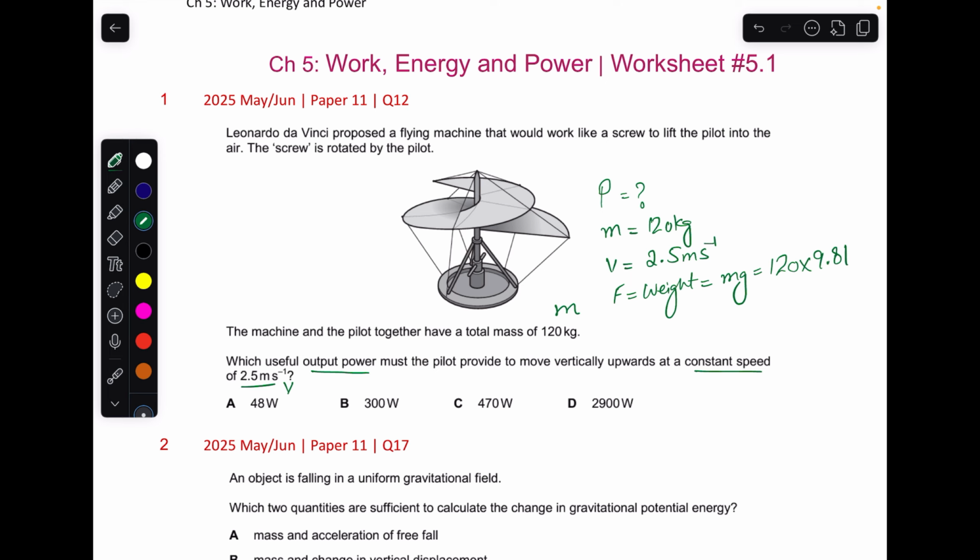Okay, so what relation for the power can we use? We have the relation that P is equal to F into V. We have F, we have V, and we can easily find it. F is mg, so 120 into 9.81 into the speed, that is 2.5. Solving this will give you 2943 watts. Okay, so when you round it off, it will be the D option.